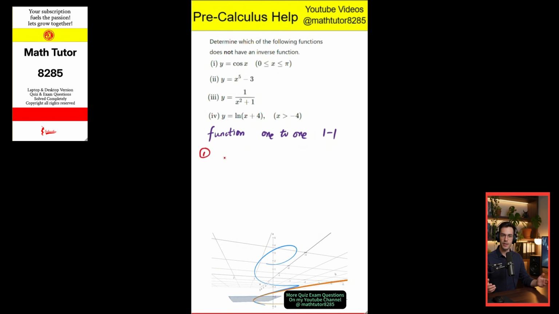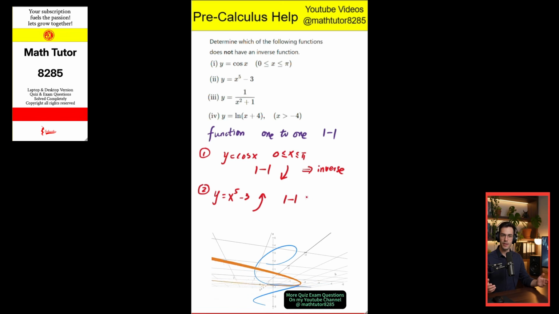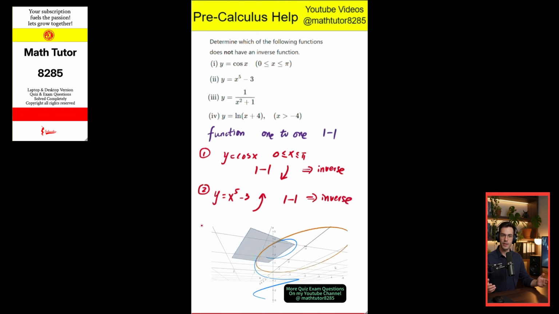Case 1, y equals cosine of x, with x between 0 and pi. On this interval, the cosine function decreases strictly from 1 down to -1. Therefore, it is 1-to-1 and it has an inverse. Case 2, y equals x to the 5th power minus 3. The function x to the 5th power is strictly increasing for all real x. Subtracting 3 only shifts the graph vertically, so it remains 1-to-1. Therefore, it has an inverse.